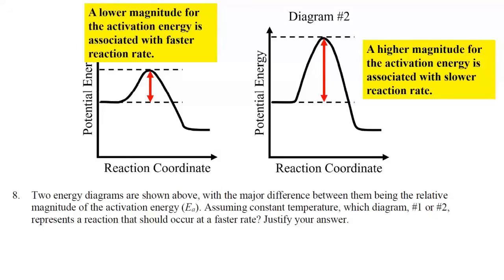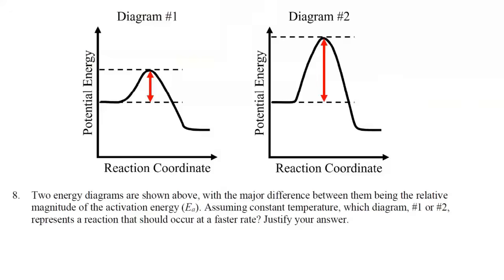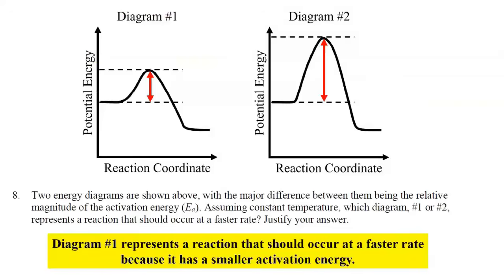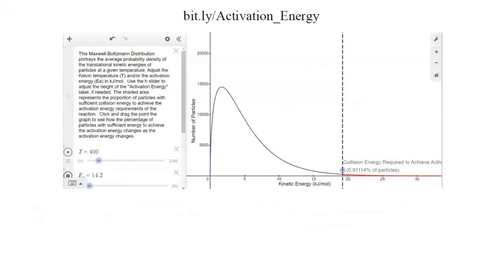So again, the official answer for question 8 is the following. Which one would occur at a faster rate? Diagram 1 would represent a reaction that should occur at a faster rate. Why? Because it has a smaller magnitude for the activation energy. Now let's take a look at that Desmos curve.